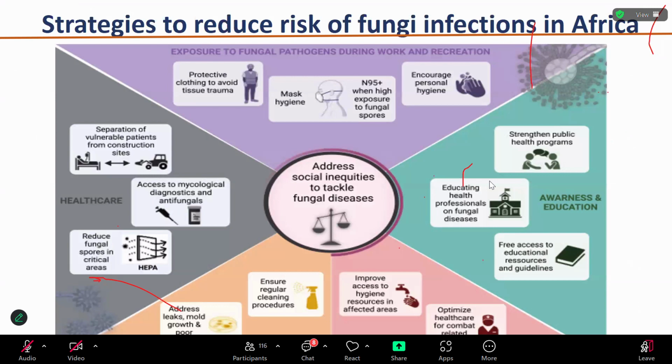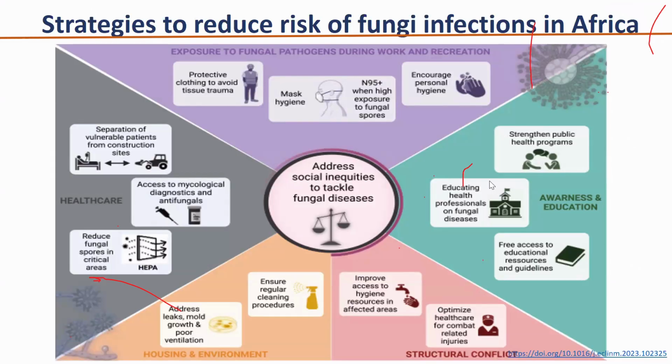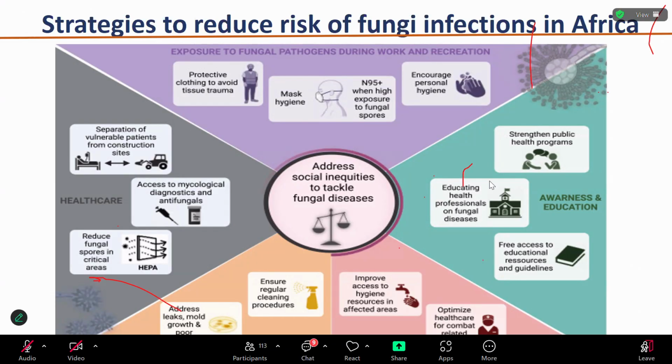But coming to the environment and the housing where we are living, we should be able to address the leakage in the households, in our own houses. We have a lot of molds which are eating the walls. You find the wall has turned black, the mold has grown there. The spores from these molds can cause problems to immunocompromised individuals. If you have an immunocompromised individual at home or in the health facility, that should strictly be reduced.